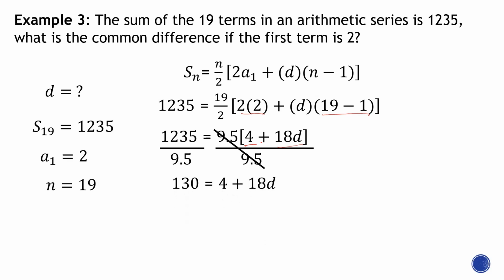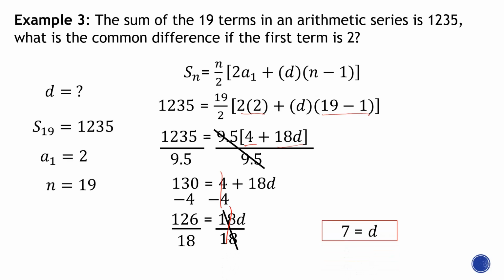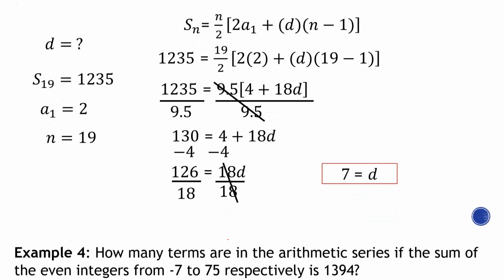Cross that out. The result would be 130 equals 4 plus 18d. Next would be subtract 4 on both sides. So we can cross that out. And the result is 130 minus 4 is 126 equals 18d. And then divide both sides by 18, right? So the answer is positive 7. Okay, let's have another example.